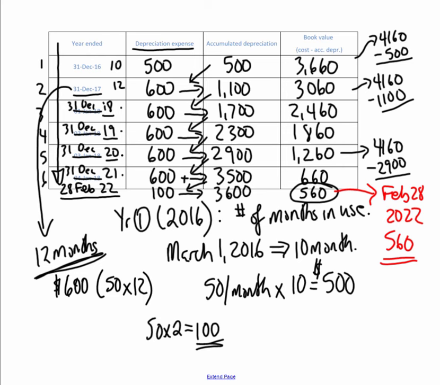How will it look? We'll have an equipment account of $4,160, and then we're going to have less accumulated depreciation, and that accumulated depreciation will be equal to $3,600, and that will give us our book value of $560. In the next video, we're going to look at what it looks like if we happen to sell our asset at any point during the time of its life.